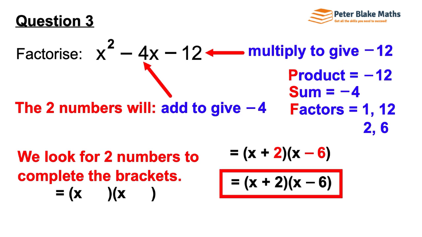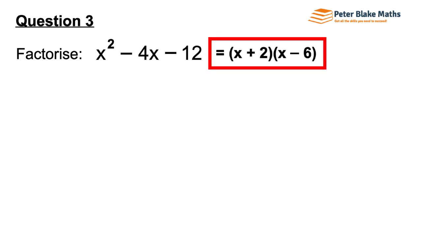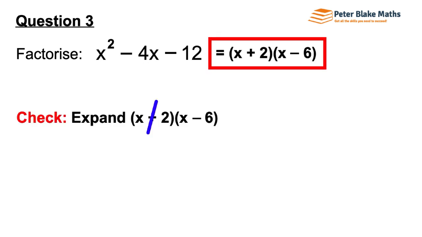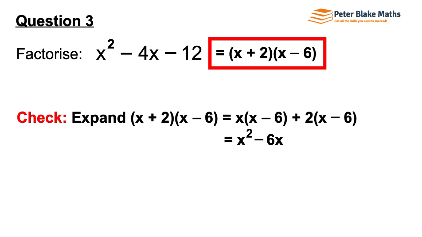Let's double check by expanding. If we expand that bracket and split that first bracket there, we have x outside of x minus 6 plus 2 outside of x minus 6. x times x makes x squared, x times minus 6 makes minus 6x. For the second bracket, we've got a plus 2 timesing by an x for plus 2x, and a plus 2 timesing by a minus 6. Plus times a minus makes a minus, so we get minus 12 there.